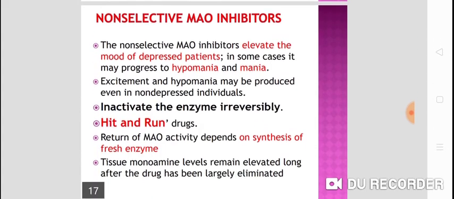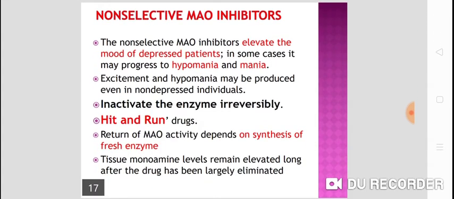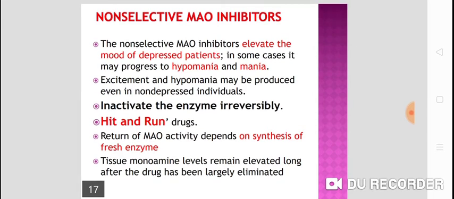Now, these non-selective monoamine oxidase inhibitors elevate the mood of depressed patients, and in some cases it may progress to hypomania or mania. Excitement and hypomania may be produced even in non-depressed individuals, or in normal individuals.